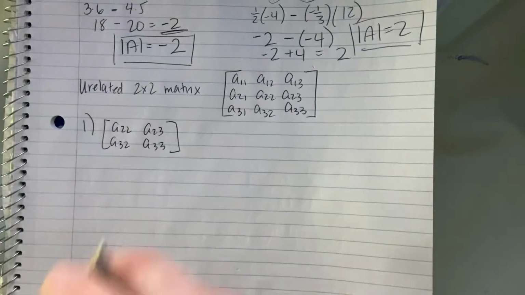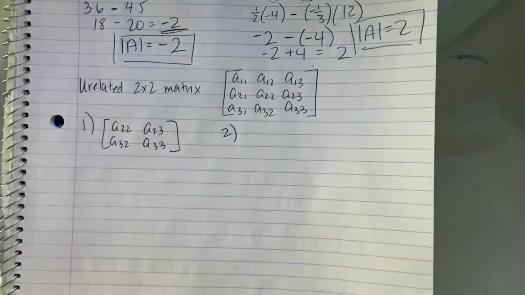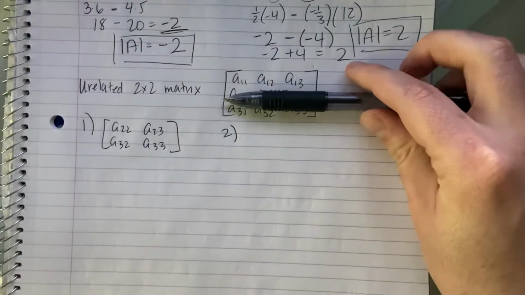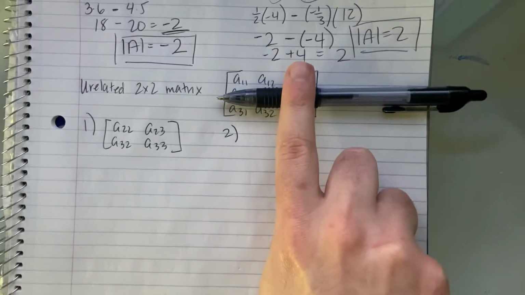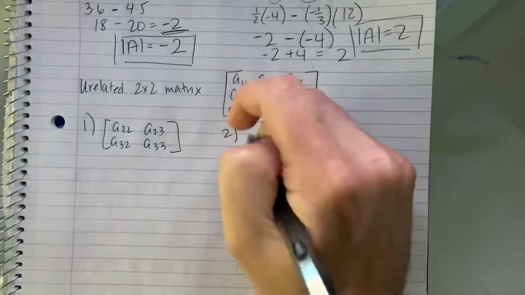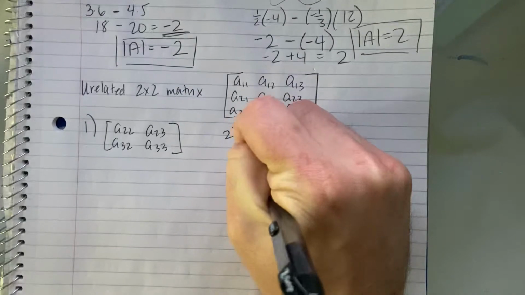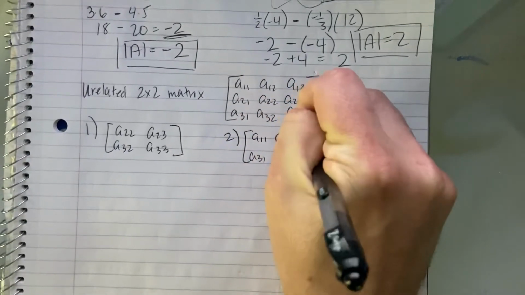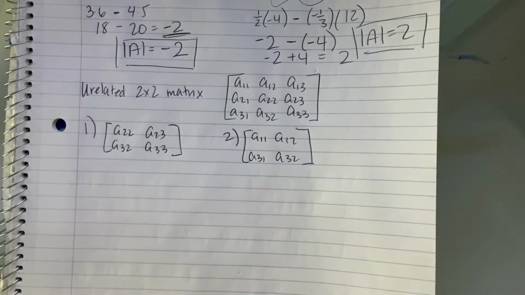Again, we'll do another one. We'll do number 2 as well. The unrelated one to A23. So again, I cover up the row for A23 and the column for A23, and you see the 4 terms that are left. It's A11, A12, A31, and A32. So those are the unrelated matrices. So this is pretty easy.